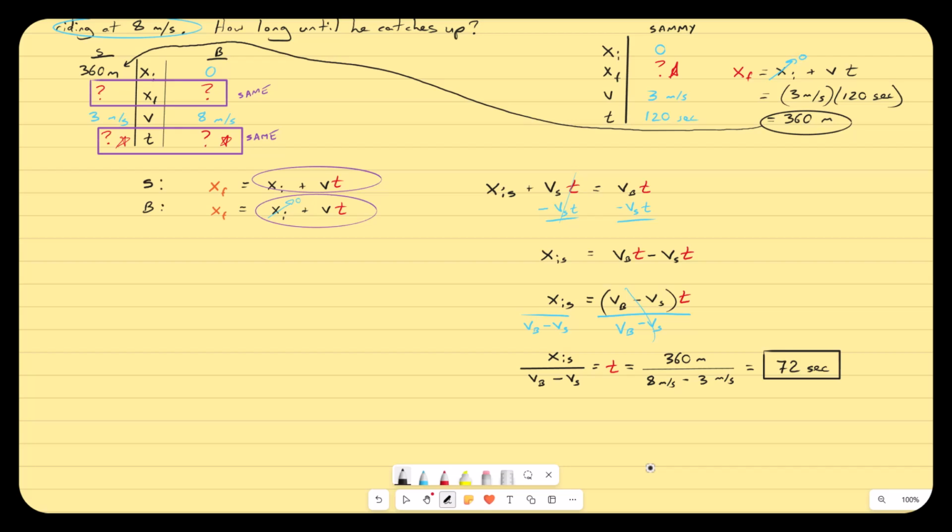I didn't find X final, and I wasn't asked to, so I'm not going to. Right? That's the end of the problem. Sometimes you don't have to find every variable. But these are two examples of pursuit problems. They work just like the 1D motion problems. We're just doing the problem twice.